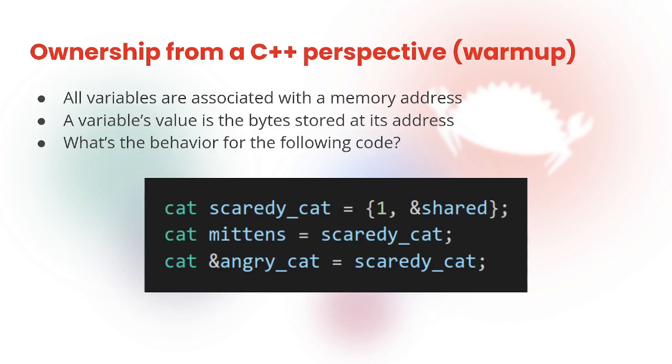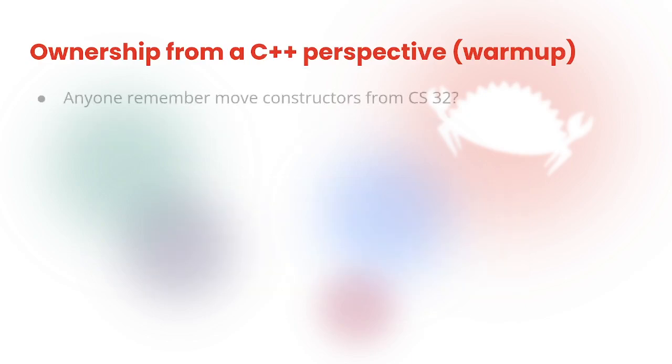So now we have objects, copies, and references. Anyone remember move constructors from CS32? Do they talk about moves actually? Yeah, I believe so. Paul, do you remember move constructors? Yeah, I remember there's a rule of 3 you have to follow, but it was really obscure. Something about the copy and swap idiom.